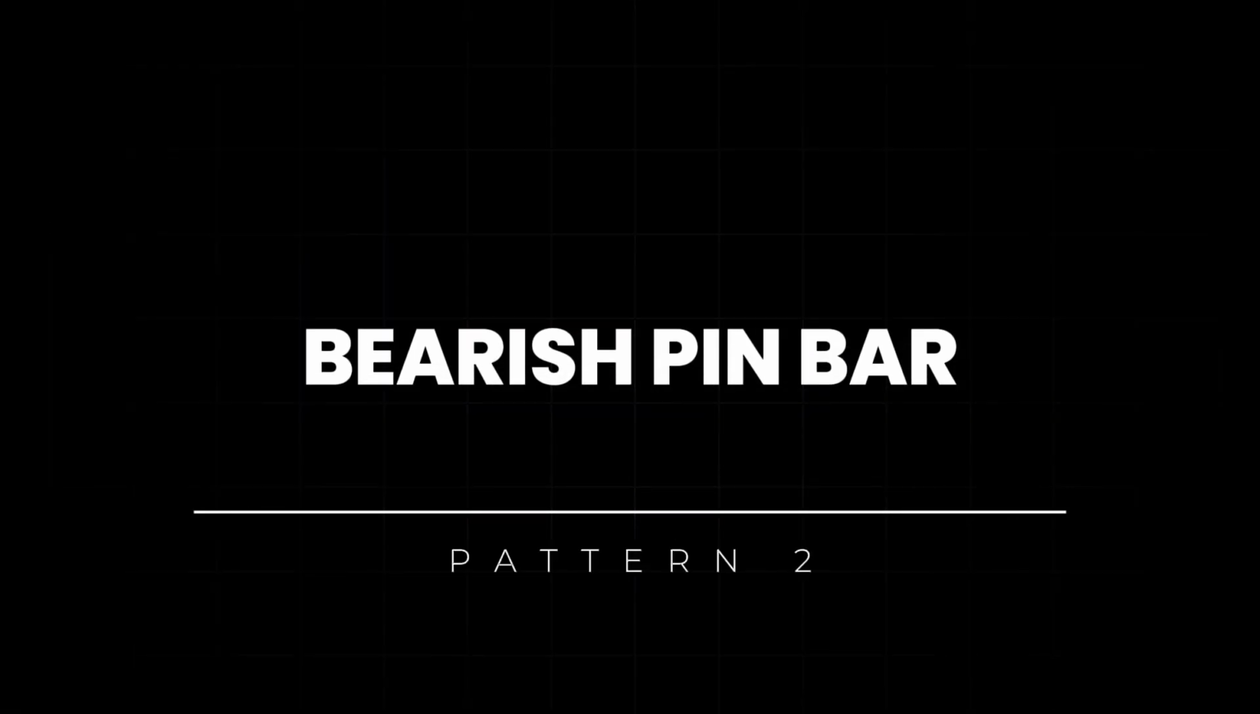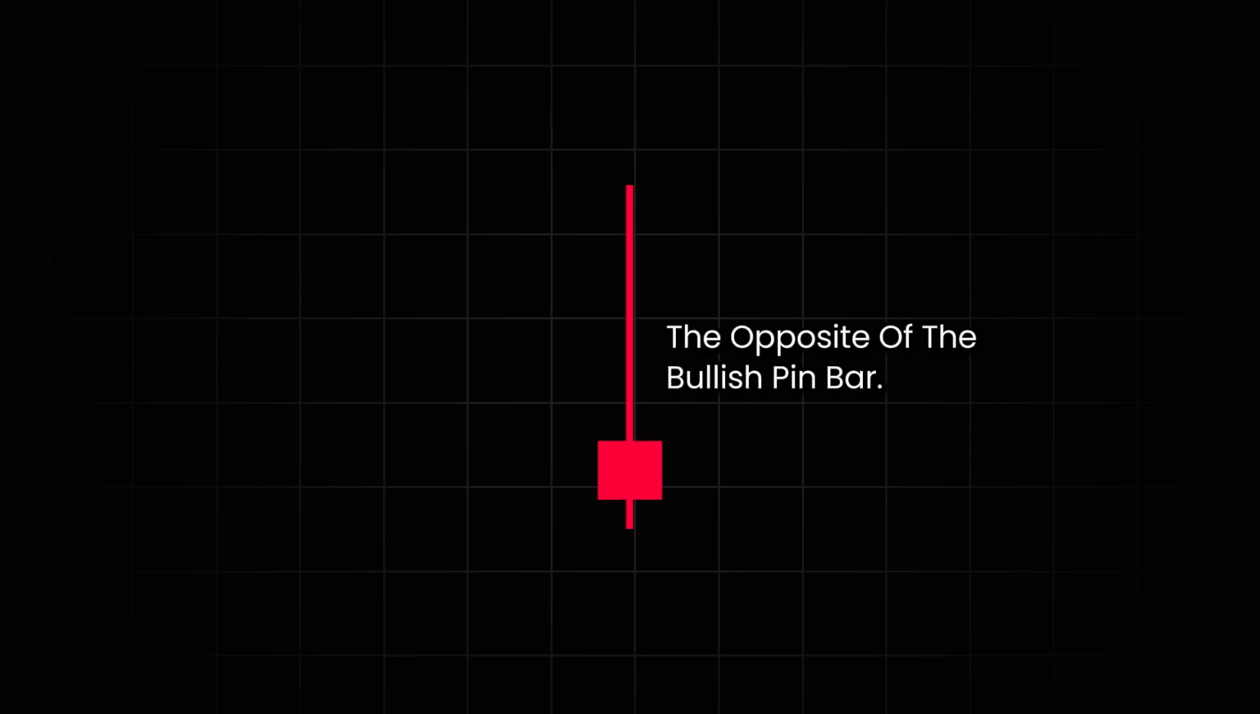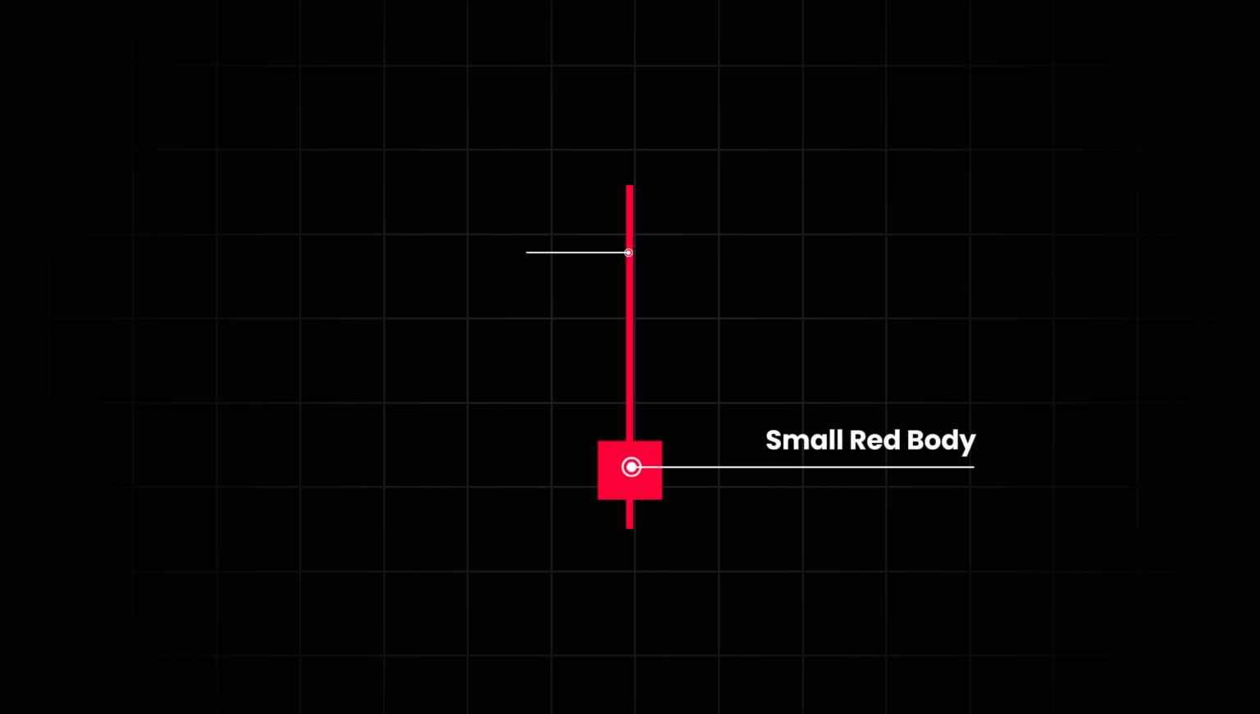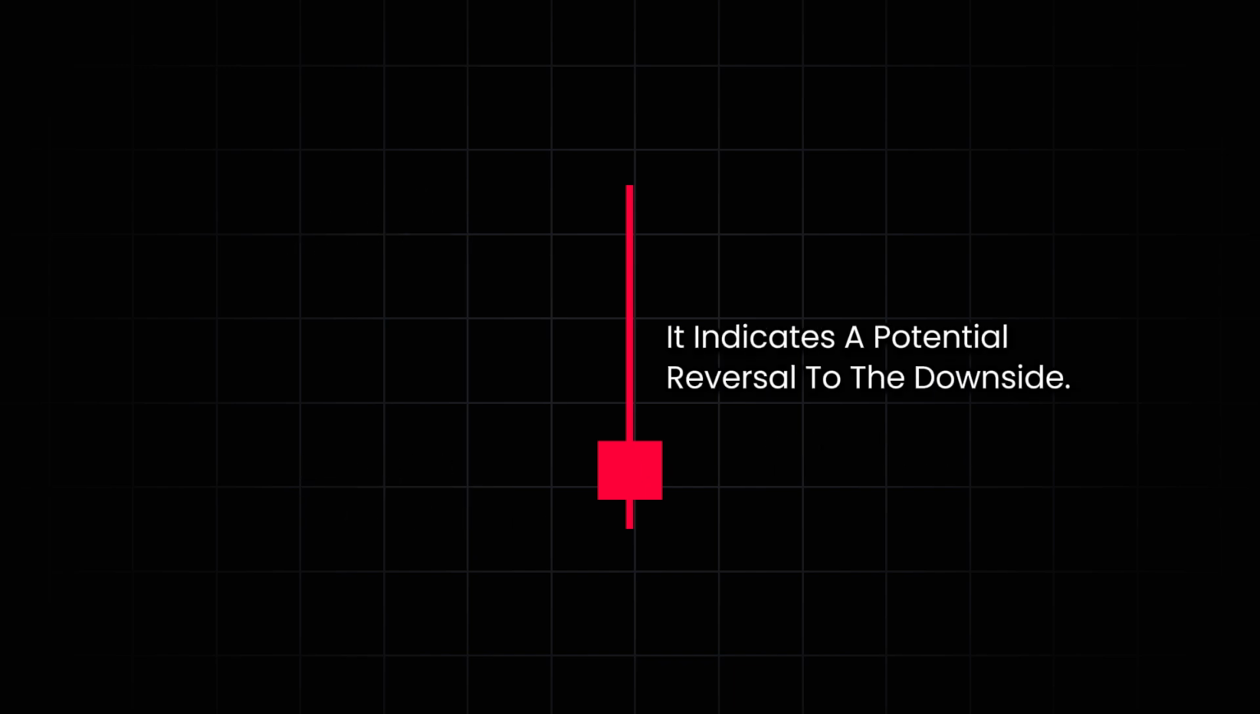Pattern number 2. The bearish pin bar. The bearish pin bar is just the opposite of the bullish pin bar. It is a red candle with a small body, a large wick above the body, and a tiny or no wick below the body. It indicates a reversal to the downside.